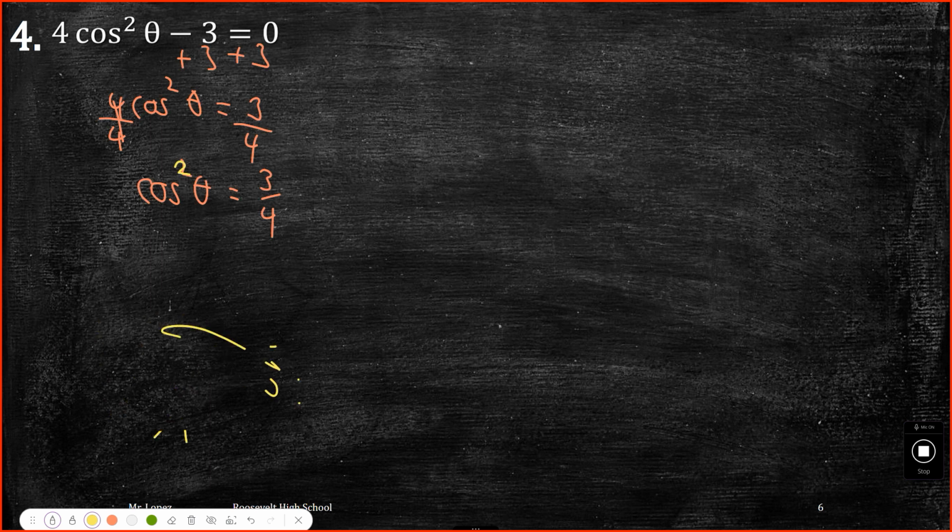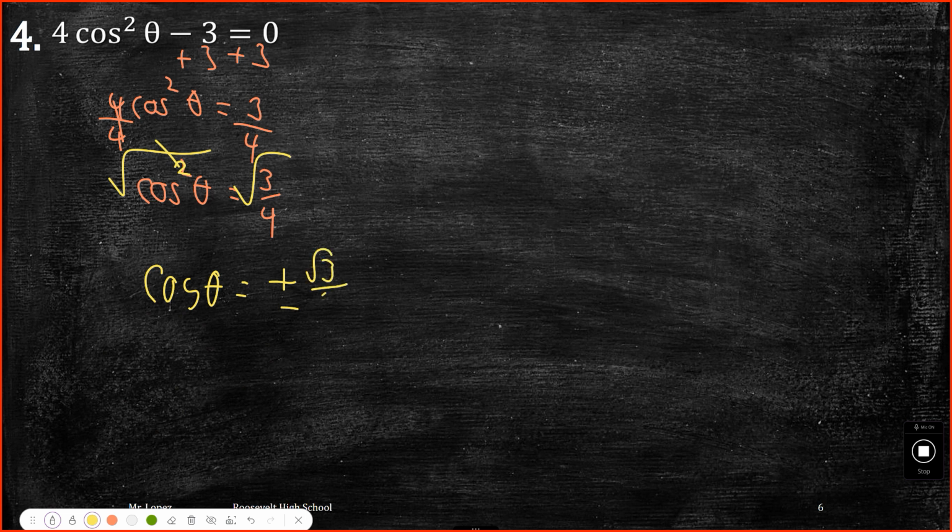So what I'm going to do is you could really just take a square root. Square root it. Cosine theta equals, it's an equation. You take a square root of it. It's going to be plus or minus. Don't forget. And that's going to be square root of 3 over 2. So it's going to be plus minus. It's going to be four solutions. How do I know? Because you're taking the positive and the negative one.